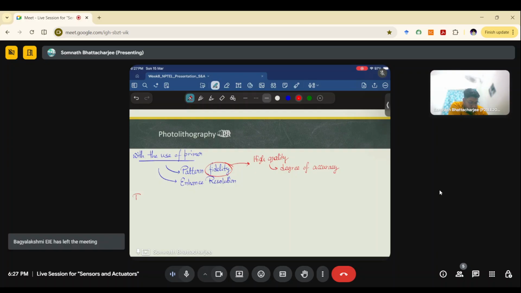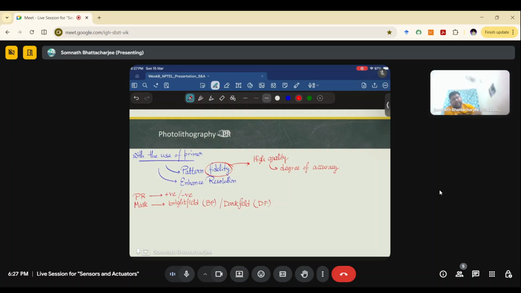We know that PR is of two types, right? PR is positive and negative. Based on your need, you can use either kind of PR. You have two different kinds of masks as well. Based on your use case, you have the bright field mask, or BF mask, and you have the dark field mask, or the DF mask.